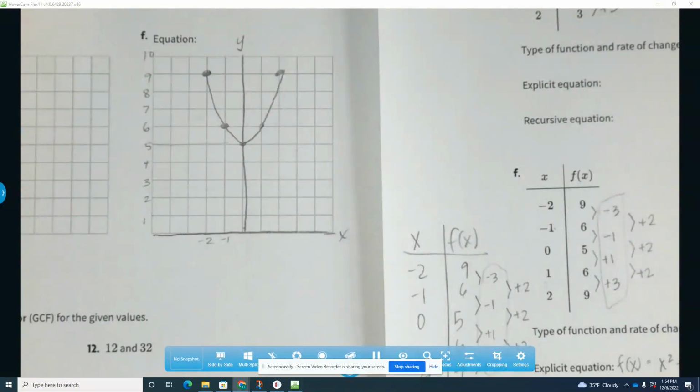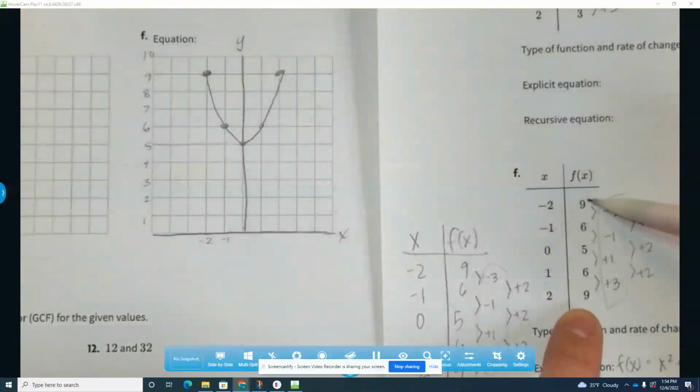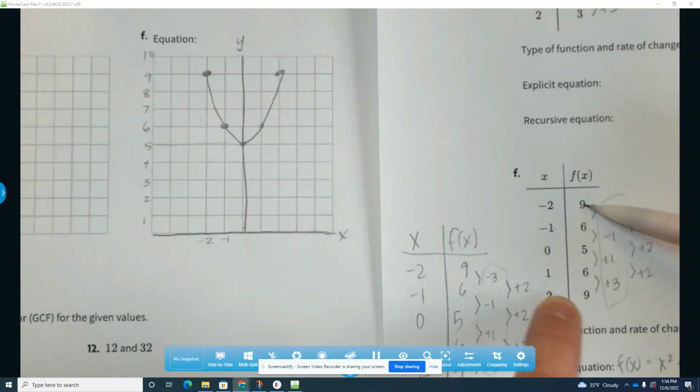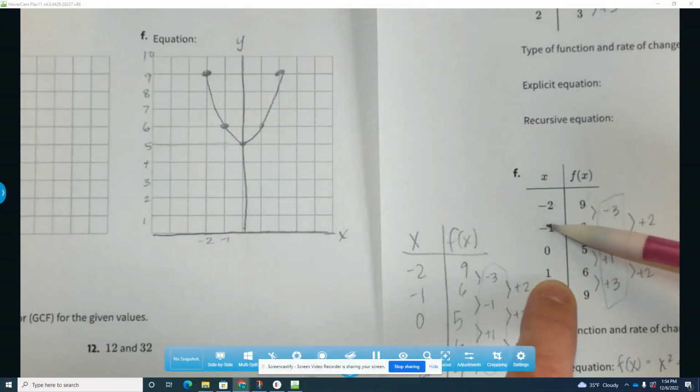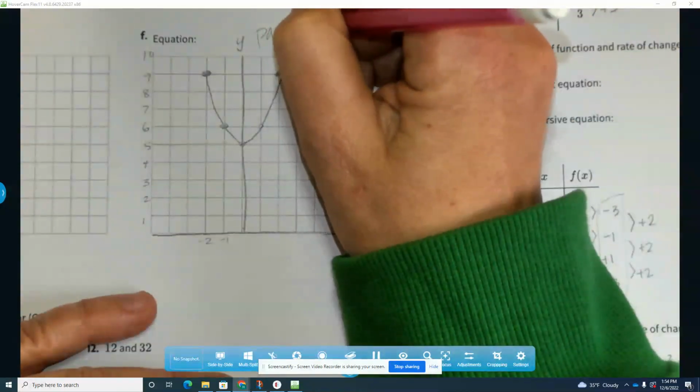Okay. Look at our table, though. We have a y value of 9 in 2 places. Our x values for that just happen to be opposites of each other. We have 6 in 2 places. Our x values just happen to be opposites of each other. Okay, this graph is called something. It's called a parabola.